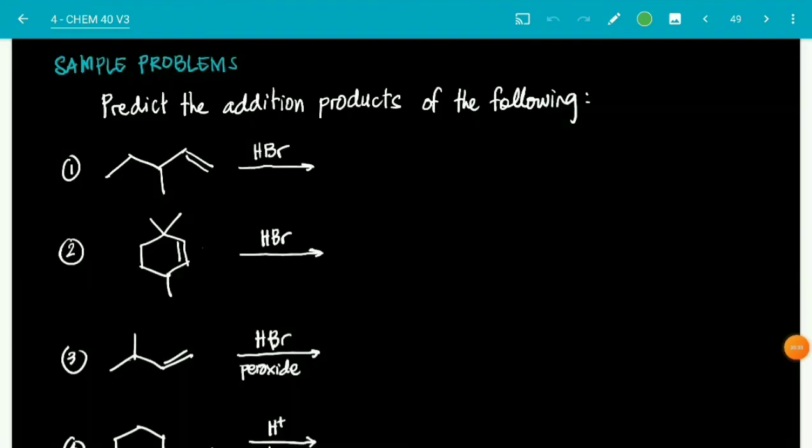So, now let's answer some problems. So, ang gagawin lang natin, magpipredict tayo ng addition products ng mga reactions na to. So, for number 1, madali lang kasi this is just a simple Markovnikov addition. So, susulat ko lang ulit yung skeletal structure. Okay? Tapos, nandito yung Br, sa more substituted carbon, the hydrogen is here. Syn addition siya, so that's hydrohalogenation. Okay? So, hydrohalogenation din to.